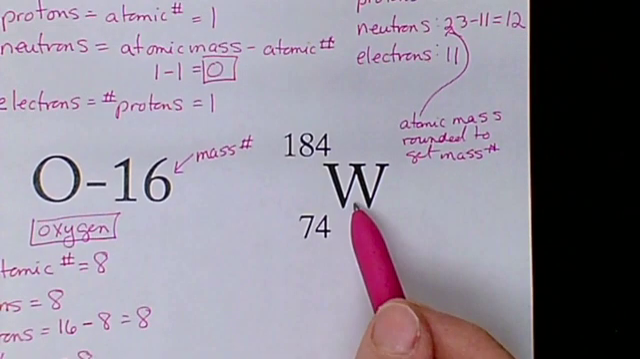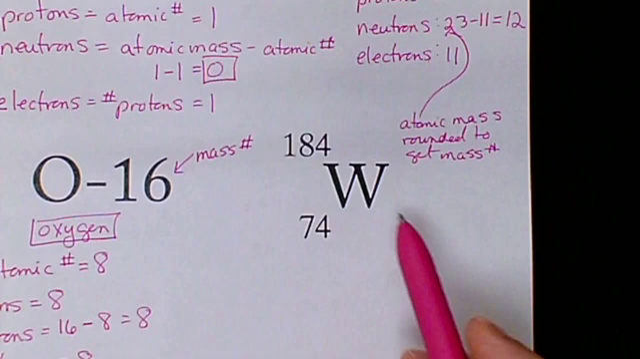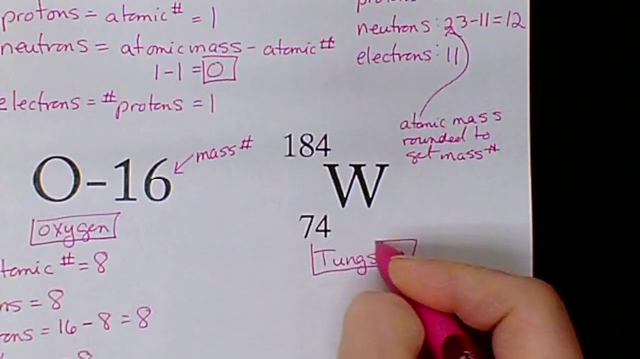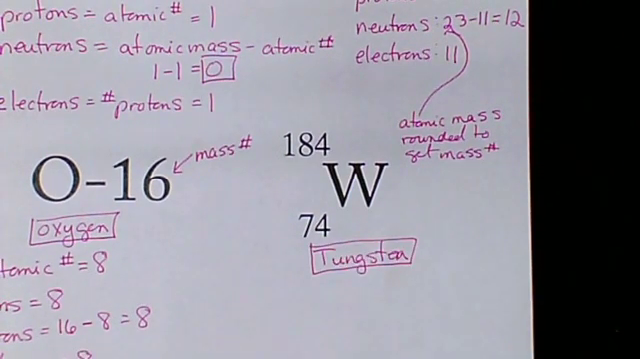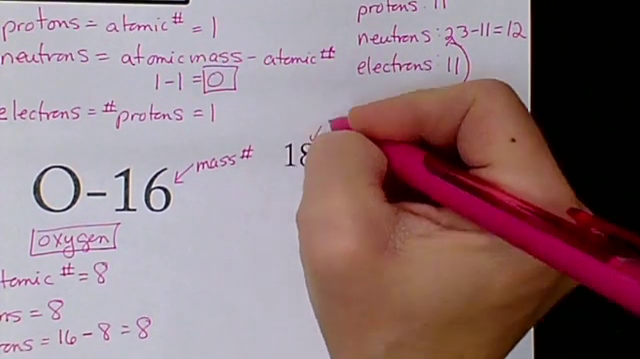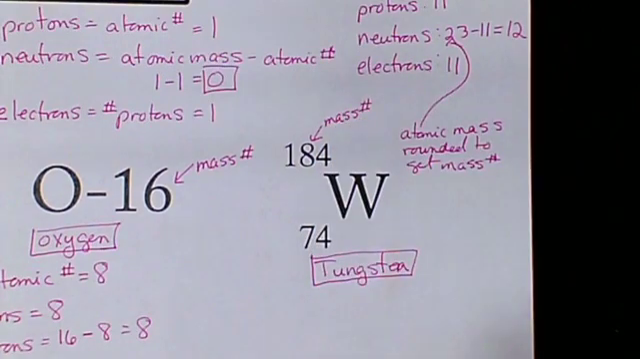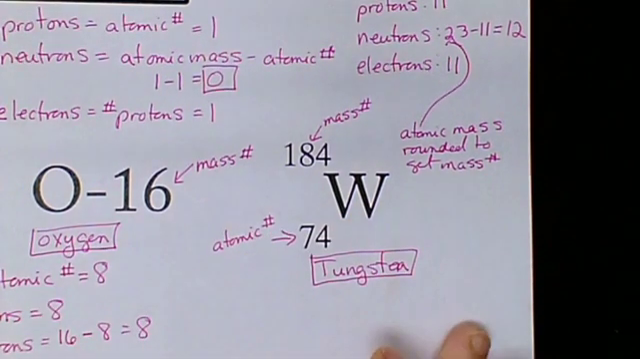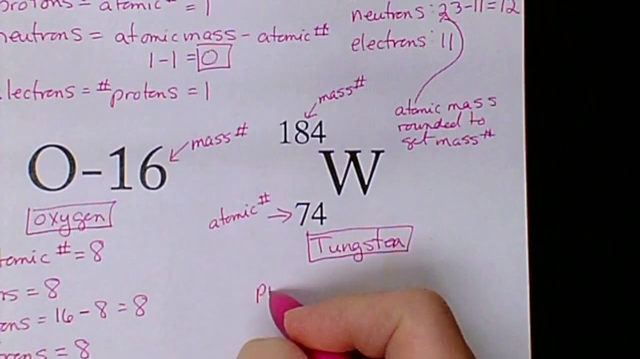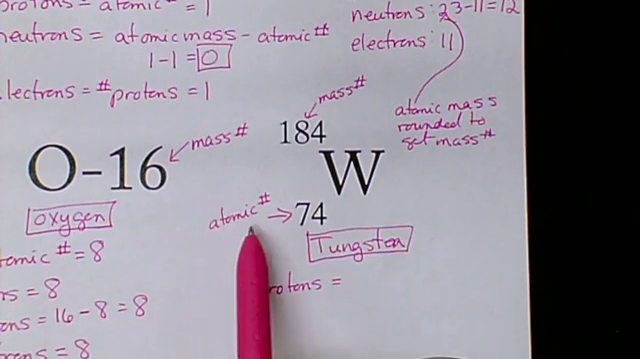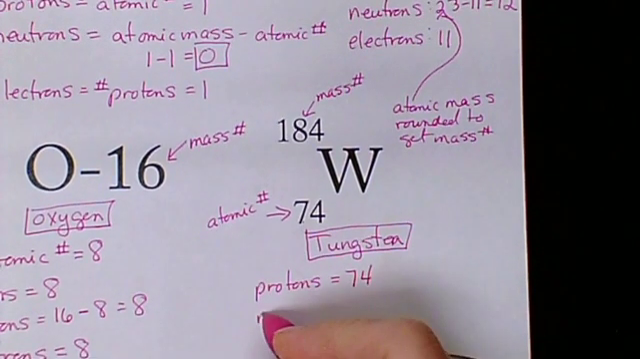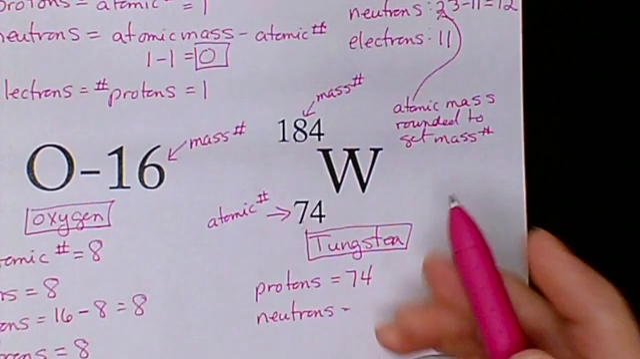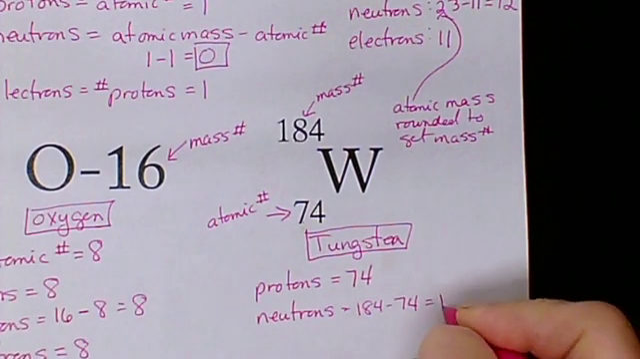Now there's also this type of notation that we'll see. W is tungsten. One of those weird ones. It must be from the Latin name. I don't know the Latin name, though, to tell you. In this type of notation, we have the mass number. The mass number is always larger because it's the protons plus the neutrons. We have the atomic number. So our number of protons is the same as the atomic number, 74. Our neutrons, we subtract the atomic number from the mass number, so it's 184 minus 74 equals 110.